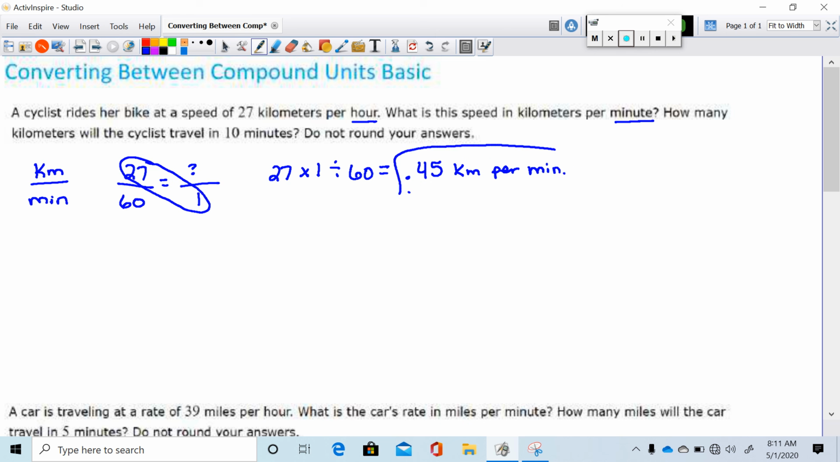Now they say, how many kilometers will the cyclist travel in 10 minutes? So just take your 0.45 and multiply it by 10, and I get 4.5 kilometers is how far they will travel in 10 minutes.